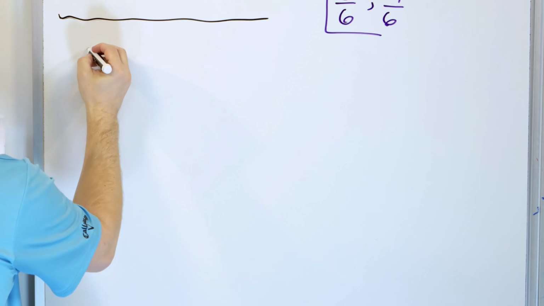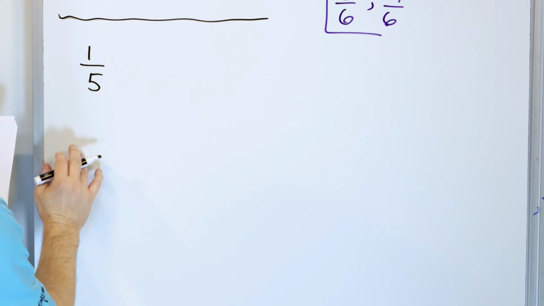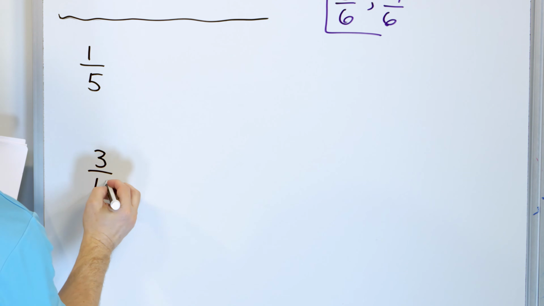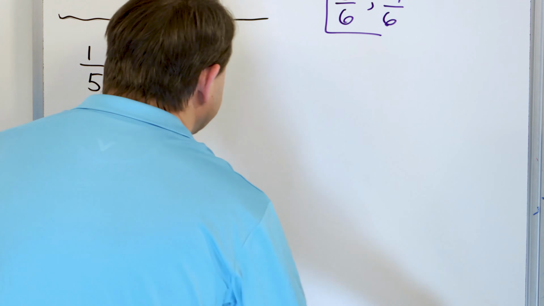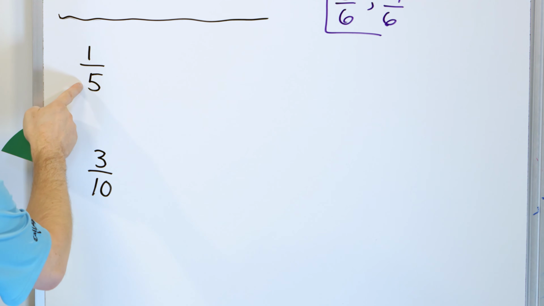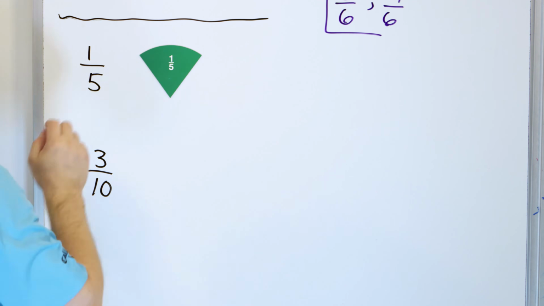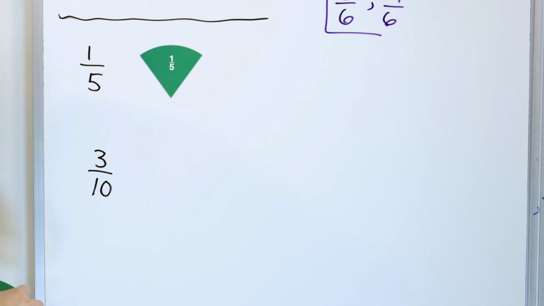All right, let's take a look at the fraction 1/5, and we'll compare that to 3/10. 1/5, 3/10. First of all, before we do anything, let's see what 1/5 looks like. If we cut a pizza into 5 equal slices and only take one slice, this is what we have. It's called a fifth.